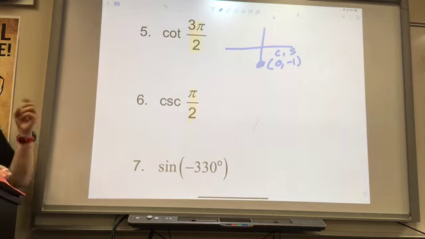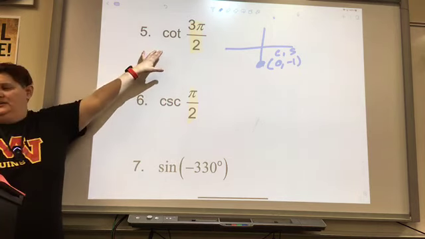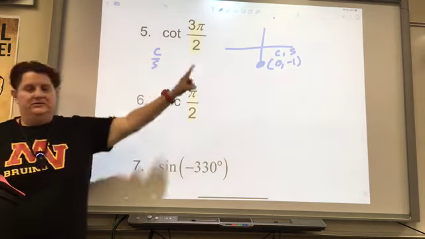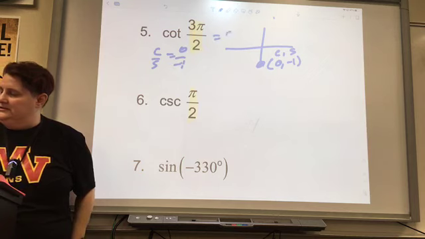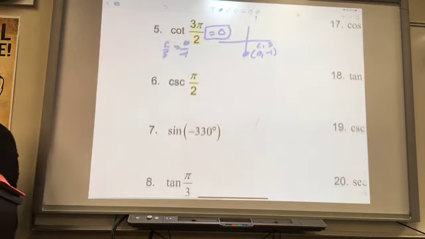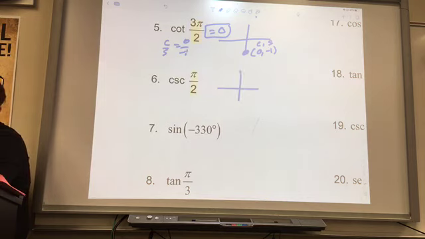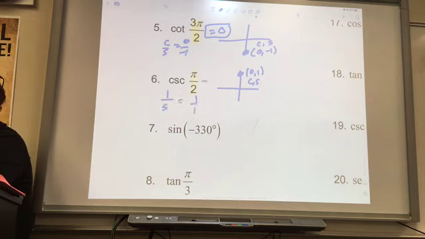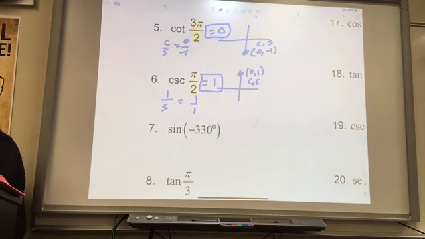Cotangent is cosine over sine. This is 0 over negative 1, so that's 0. That's how we find them at the coordinates: we use 1s and 0s. Pi over 2 is up here. Tangent is sine over cosine, so cotangent is cosine over sine. Tangent there would be undefined. Cosecant is 1 over sine, so it's 1 over 1, which is 1. Make sense?